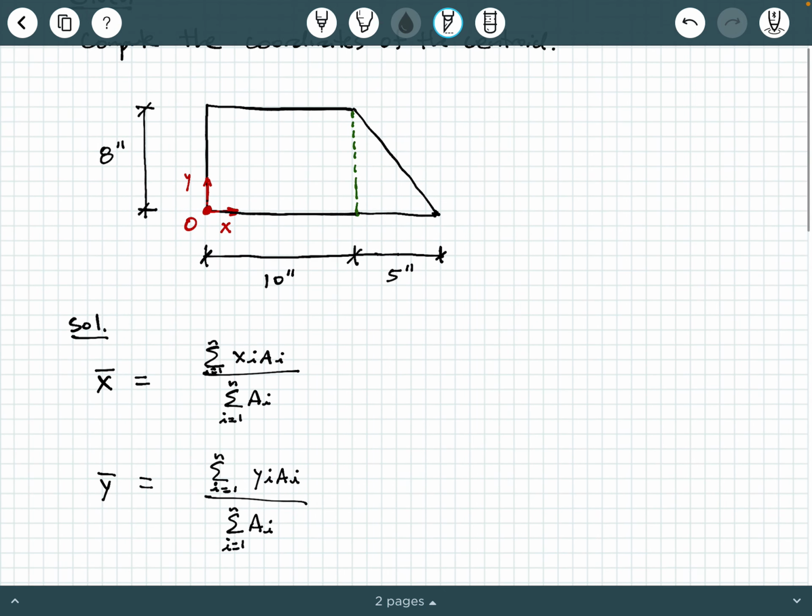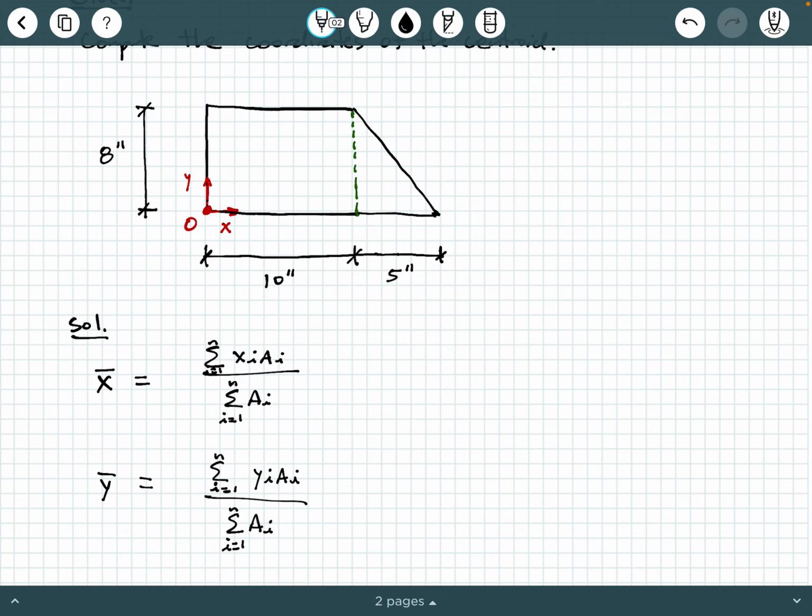To generally formulate the coordinates of a centroid, we have x bar and we have y bar, and these are general formulas already presented here. We have the summation as i goes from 1 to n of x sub i times A sub i, all divided by the summation as i goes from 1 to n of A sub i. This denominator is the total area of our shape. Similarly, y bar gives us the summation as i goes from 1 to n of y sub i A sub i, again divided by the total area. So these are our governing equations.